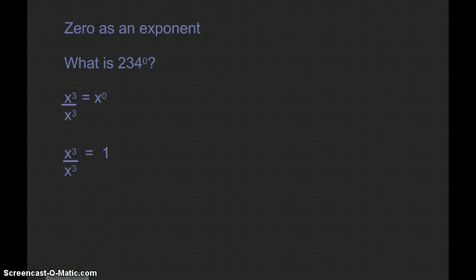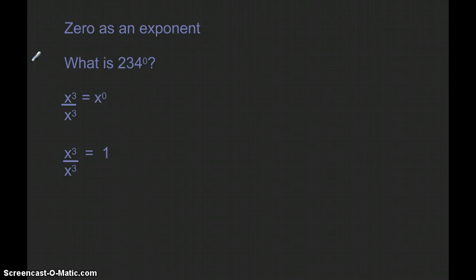The second interesting thing that's brought up by the quotient rule is the idea of 0 as an exponent. And so if I would ask you this question, what is 234 to the 0 power? When you look at that, that seems like it's an odd question, and I'll usually get different answers, like 234 or 0 are my two common answers there.